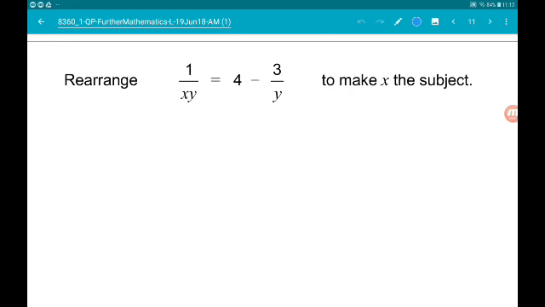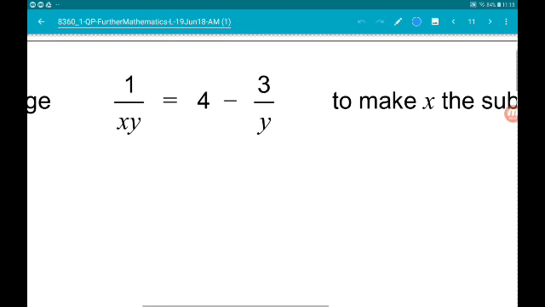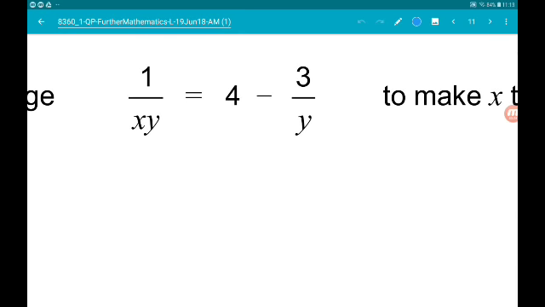Okay, question 10. We want to rearrange 1 over xy equals 4 minus 3 over y to make x the subject. So, we need to be really careful here. So, first of all, let's multiply through by y. So that's going to cancel out the y on the bottom on the left. It's going to give us 4y in the middle, and then it's going to cancel out that y under the 3.